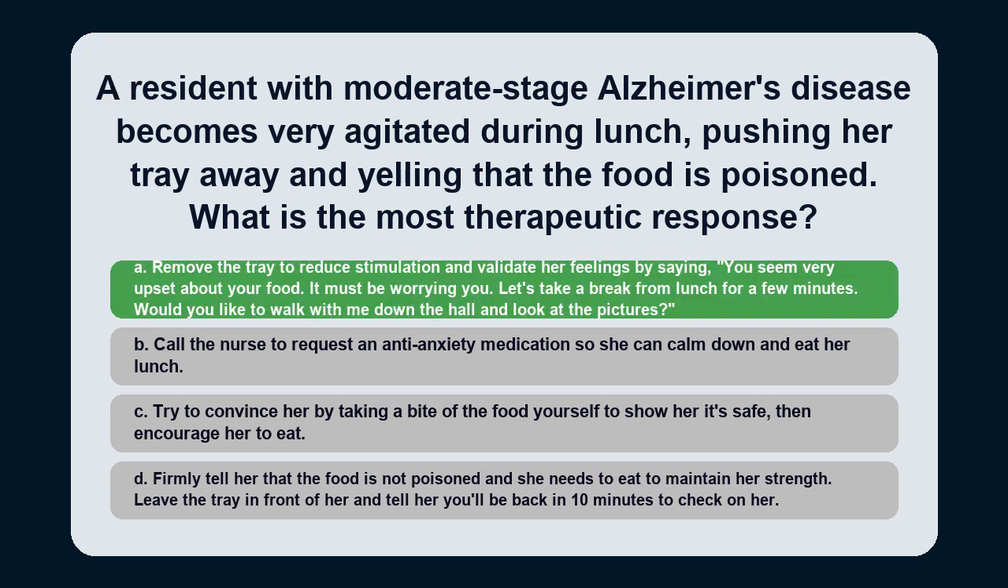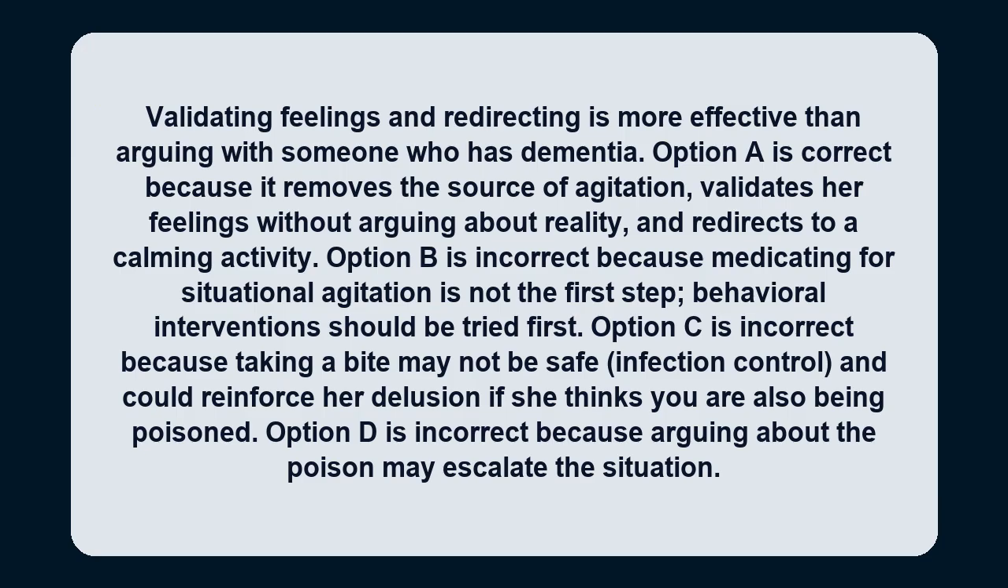The answer is A. Validating feelings and redirecting is more effective than arguing with someone who has dementia. Option A is correct because it removes the source of agitation, validates her feelings without arguing about reality, and redirects to a calming activity. Option B is incorrect because medicating for situational agitation is not the first step. Behavioral interventions should be tried first. Option C is incorrect because taking a bite may not be safe for infection control, and could reinforce her delusion if she thinks you are also being poisoned. Option D is incorrect because arguing about the poison may escalate the situation.